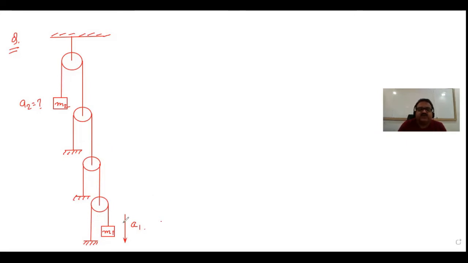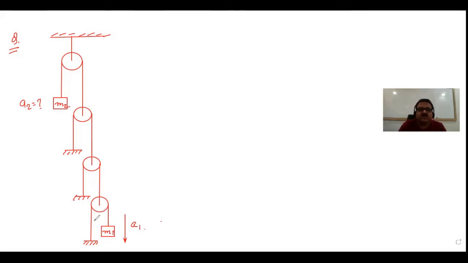Now, first of all, look at this. This is moving down with an acceleration A1 downward. So we can solve it in two different ways, okay? Let me show it first with the basis of acceleration, then I will show you with the basis of tension, correct? So watch it carefully now.